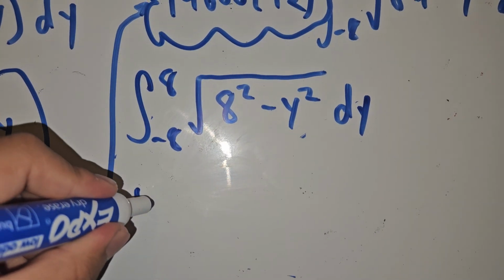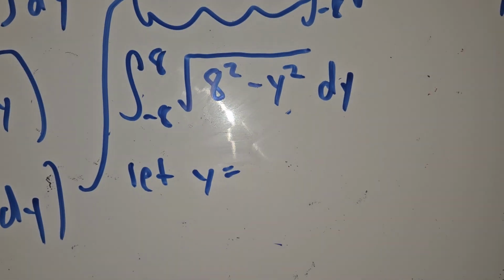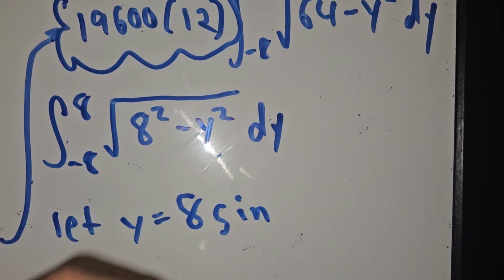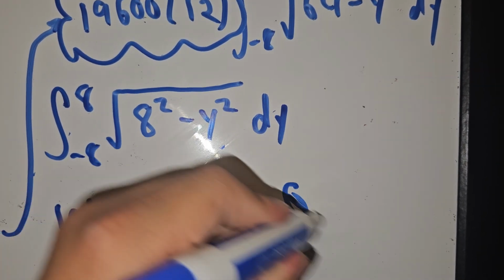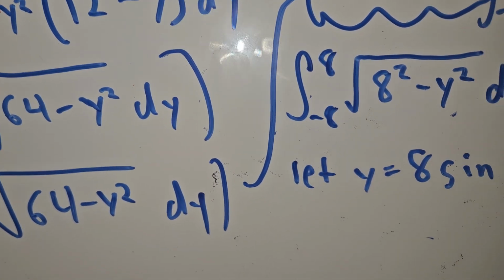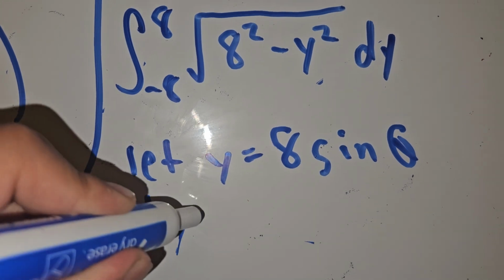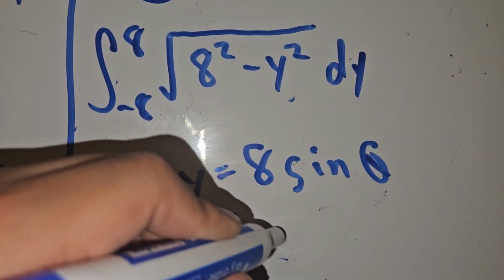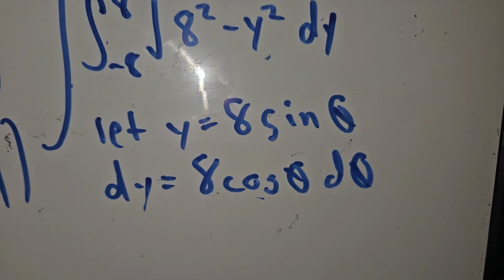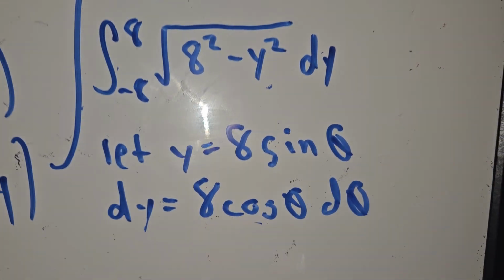So we have to let y equal 8 sine theta. And then your dy is going to equal 8 cosine theta d theta, the derivative of that times d theta.